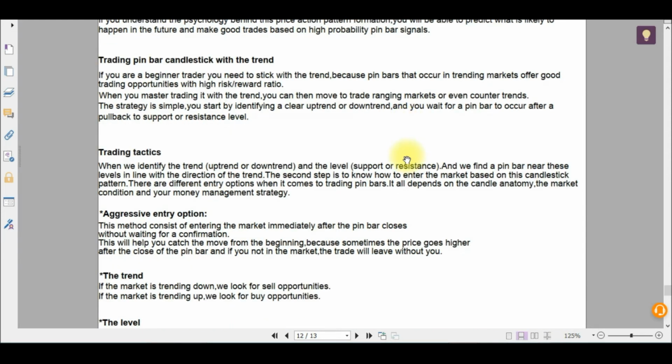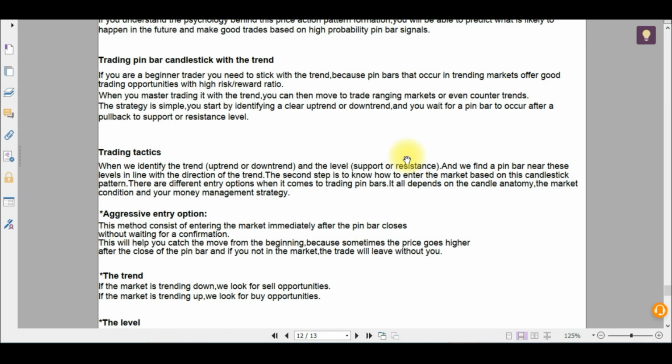So how do you actually trade these candlesticks together with a trend? Remember, we said you have to put together some of these techniques so that you have a proper confirmation, right? So, trading pin bar candlesticks with a trend. If you're a beginner trader, you need to stick with the trend, because pin bars that occur in trending markets are good trading opportunities with a high risk to reward ratio.